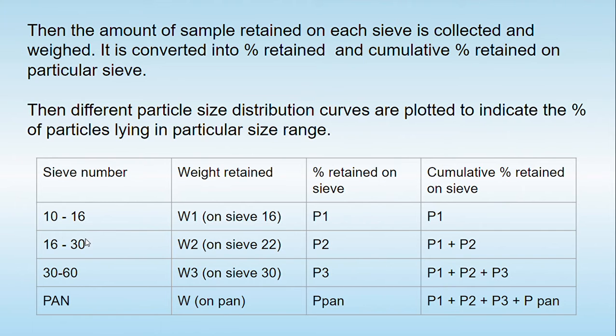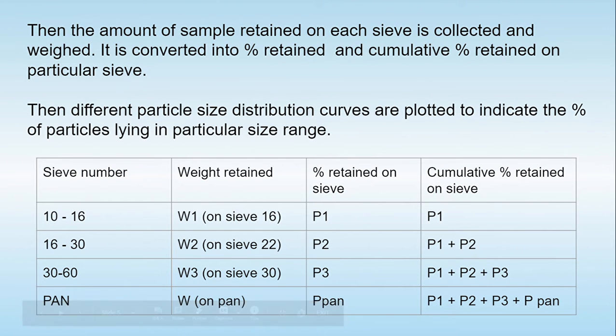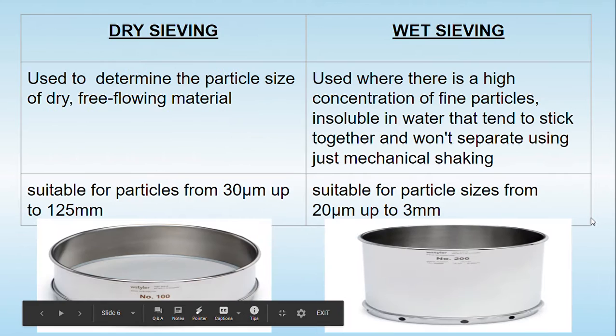The next is 16 to 30, so the weight retained on sieve number 22 is W2. The percentage retained on that sieve is, let's say, P2. So the cumulative percent retained is P1 plus P2. Similarly, we go through all the other screens. By finding the percentage retained, the cumulative percent retained, and the weight retained, we can express the particle size distribution as different curves to indicate the percentage of particles lying in a particular size range.